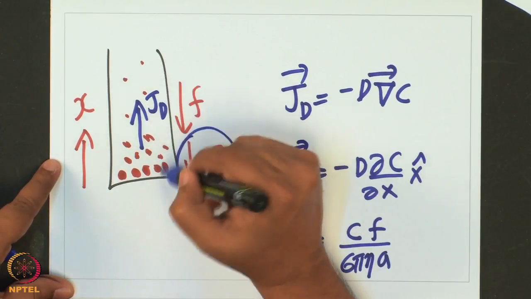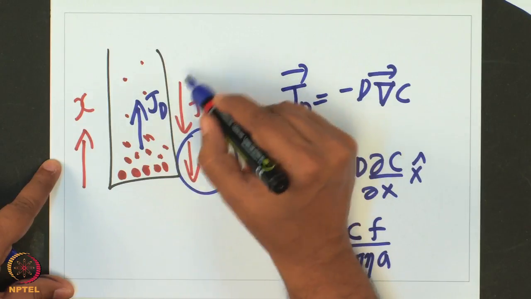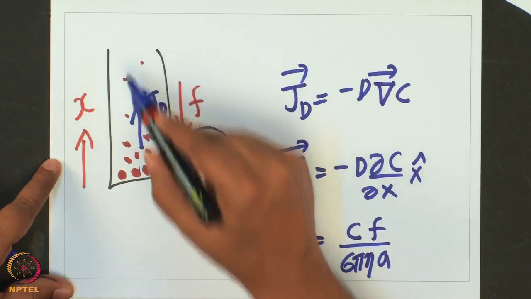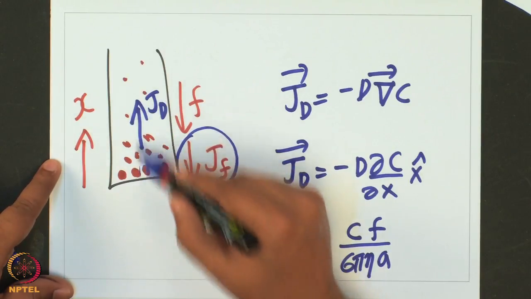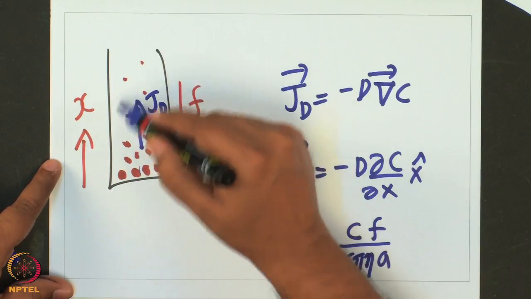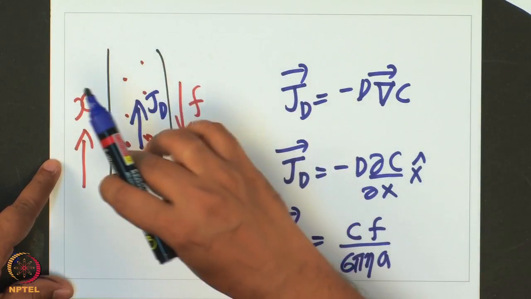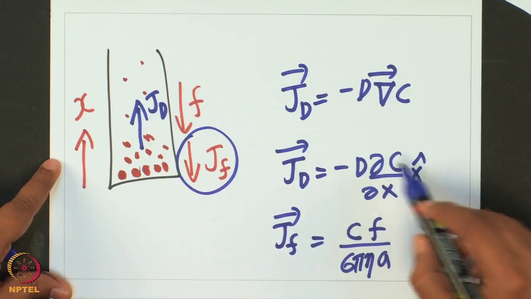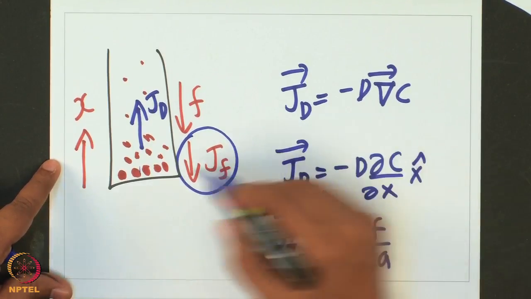So, we know these two currents. One flow is due to the external field, which will bring this protein down, and once they are down, they will go up, and this would be the diffusive current from higher concentration to lower concentration, and this is given by this. Now, what is the C at equilibrium? What is the concentration at equilibrium?